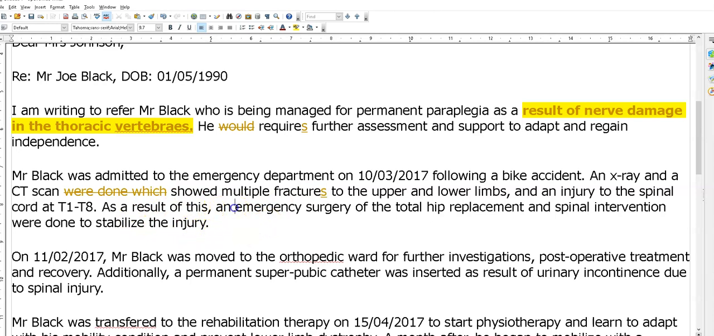Emergency surgery was done. Don't need that. It's obviously as a result of that. This is just to give you some ideas of how you can make it more concise, because, as I say, you don't need all this stuff anyway.